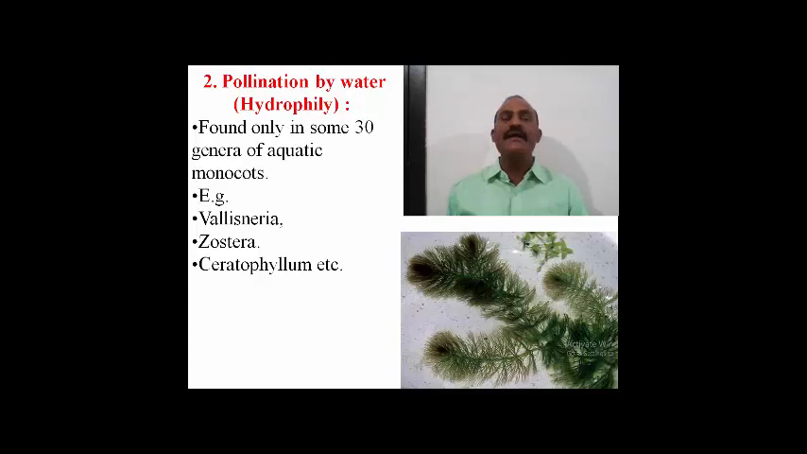Generally, it is found in the monocot plants that include Vallisneria, Zostera, as well as Ceratophyllum. Here you can have the Zostera plant that is shown in the photograph.